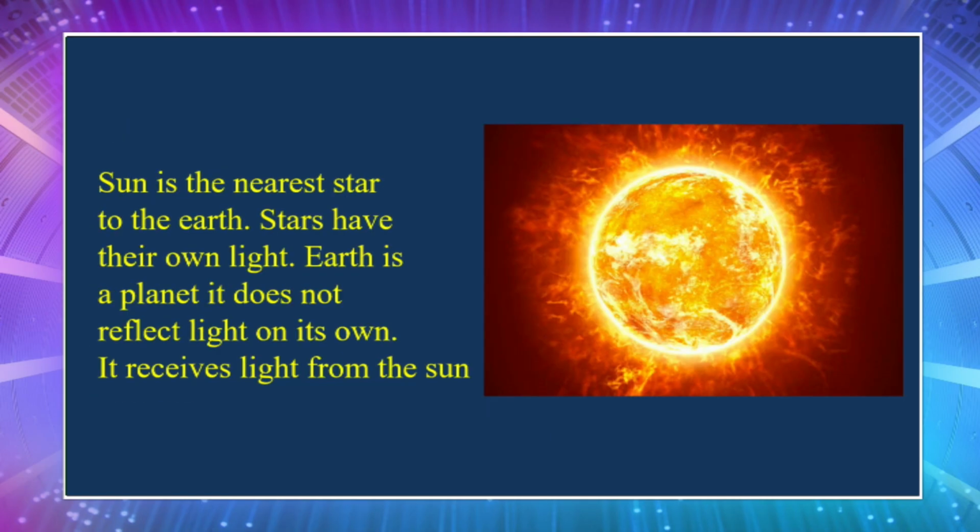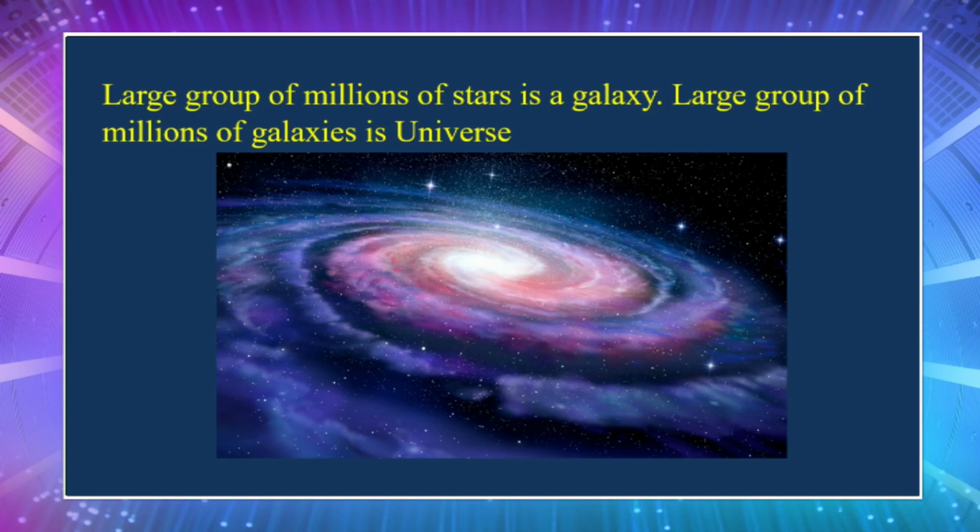Stars have their own light. Earth is a planet. It does not reflect light on its own. It receives light from the Sun. Children, all the stars give light on their own. I mean, Sun is a burning star. Likewise, all the stars are burning in the galaxy and they give light on their own. Large group of millions of stars is a galaxy and large group of millions of galaxies is universe.